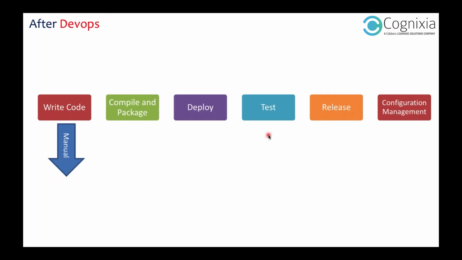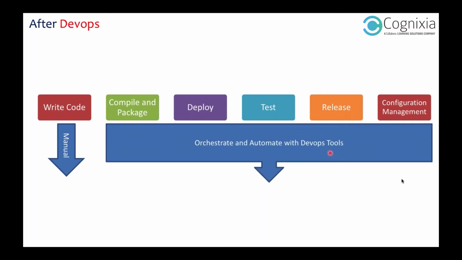Now compile and package, deploy, test, release, config, all of this can be orchestrated and automated. I'm actually doing a consulting engagement as we speak on no ops, which means that without any operations team, the client is going to run the entire show of deployment and management of the application. That's what no ops is all about, because we can automate everything, and we don't need manual intervention to do any work.